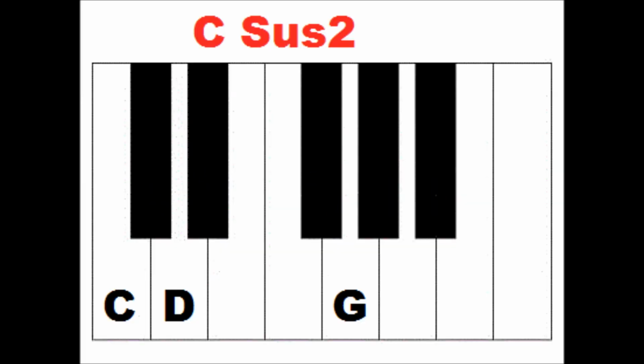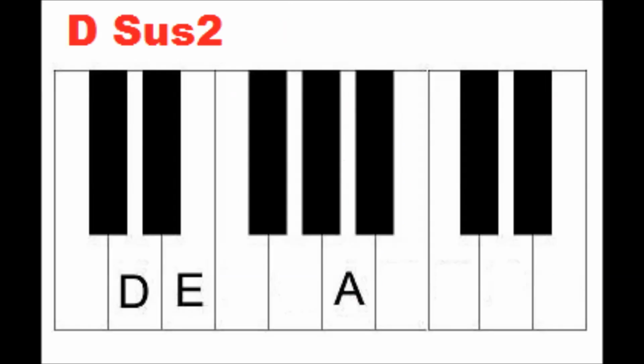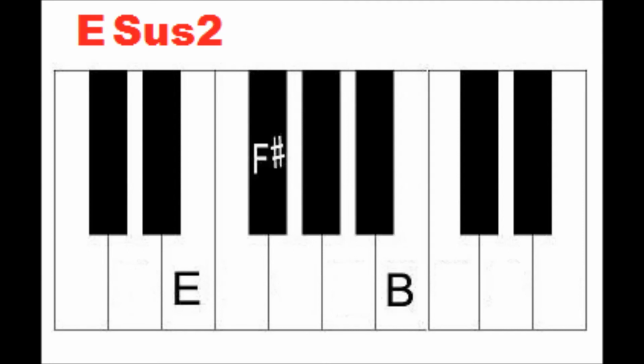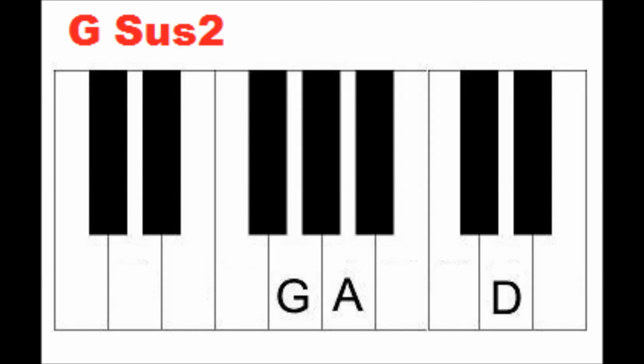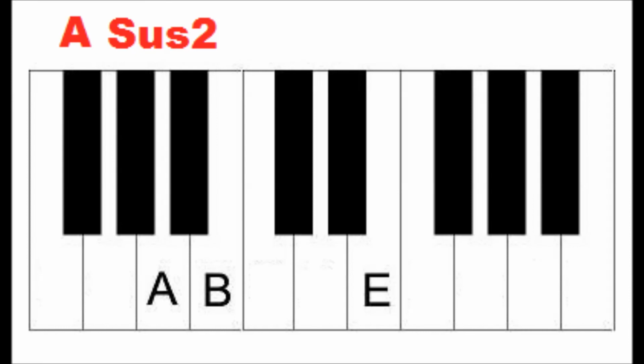Let's take a look at a few examples of Sus2 chords. The notes of C Sus2 are C, D, G. The notes of D Sus2 are D, E, A. E Sus2, E, F sharp, B. F Sus2, F, G, C. G Sus2, G, A, D. And the notes of A Sus2 are A, B, E.